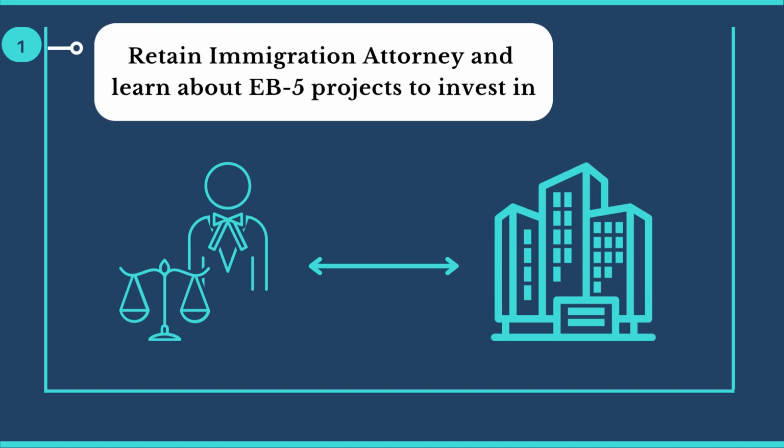Step 1. Consult with an immigration attorney and select a business project to invest in. When you first consult with a qualified US immigration attorney, you know that you are doing things properly. Then, once it's done, you have to select a business project to invest in. There are multiple options available for investors to choose from. They can invest directly in the new commercial enterprise via direct investment or through a regional center investment.